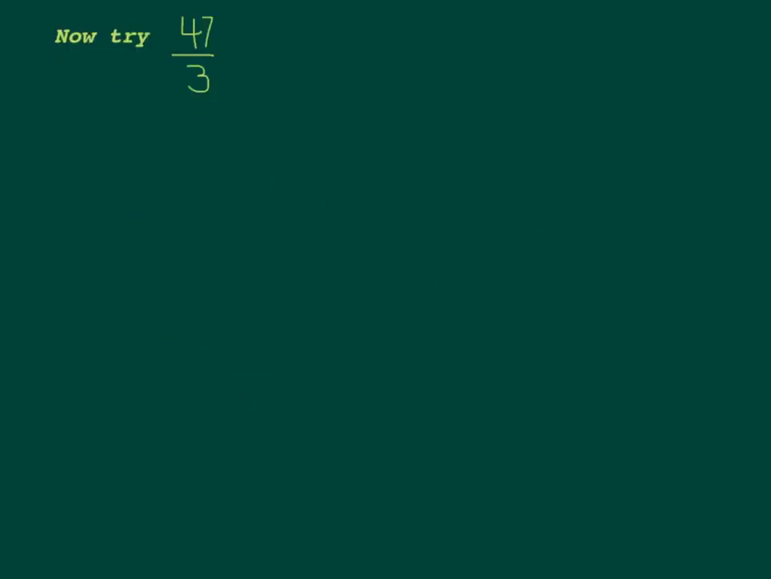So now try 47 divided by 3. We're going to put 3 divided into 47. And then we say 3 goes into 4 one time. And we multiply, 1 times 3 is 3. And we subtract. 4 minus 3 is 1. And then 3 doesn't go into 1, so we bring down the 7. And 3 goes into 17 5 times.